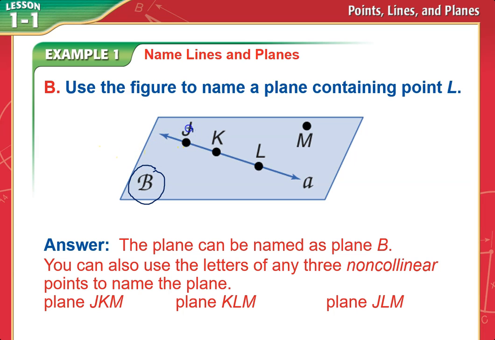Non-collinear means they're not all on the same line. So J and K can be on the same line, but M has to be off the line. So you cannot name a plane JKL. But we have plane B or plane JKM, KLM, or JLM.